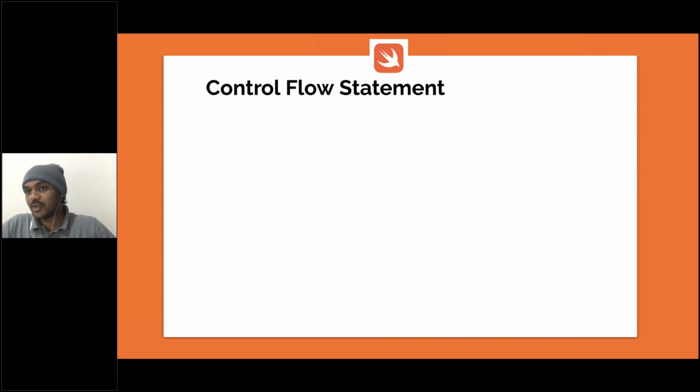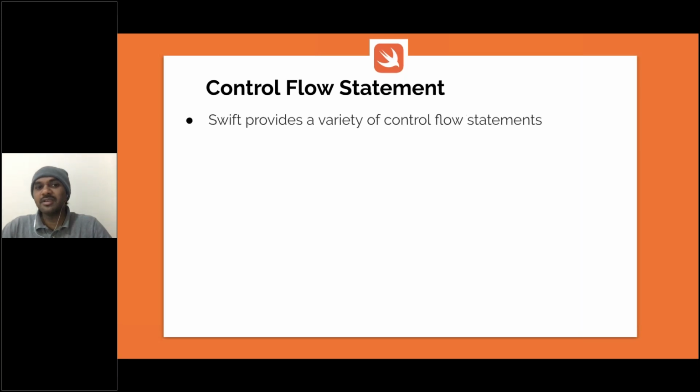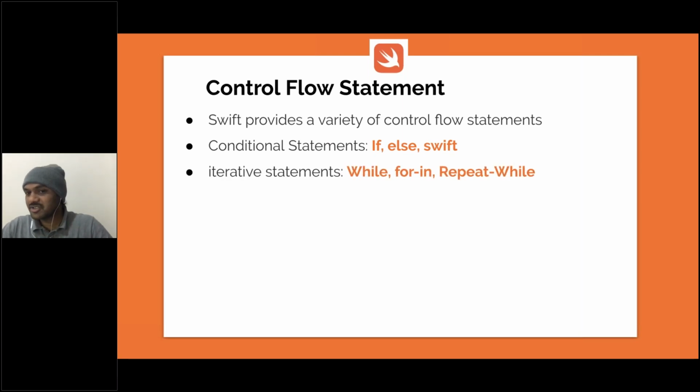Then control flow statements. You know the control flow statement. A control flow statement is nothing but controlling the behavior of your program, or controlling the execution flow of your program. Those control flow statements can be conditional statements, if else, switch, and iterative statements: while, for in, repeat while. There is no do while.